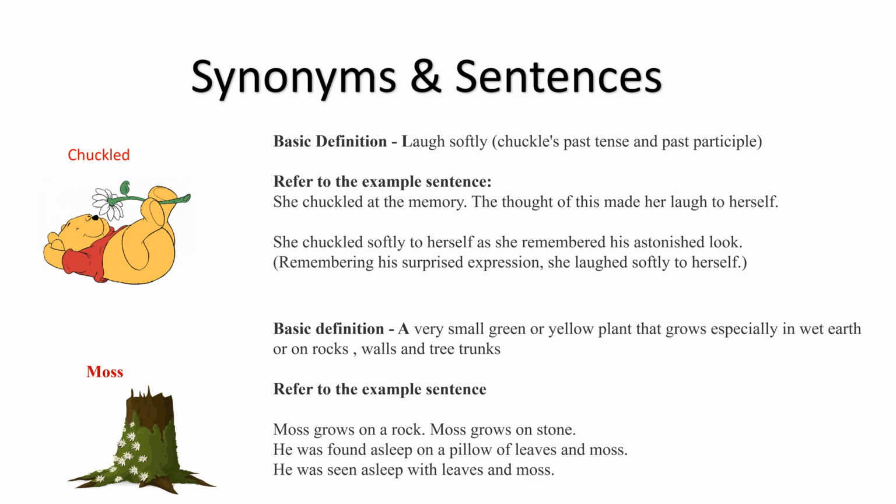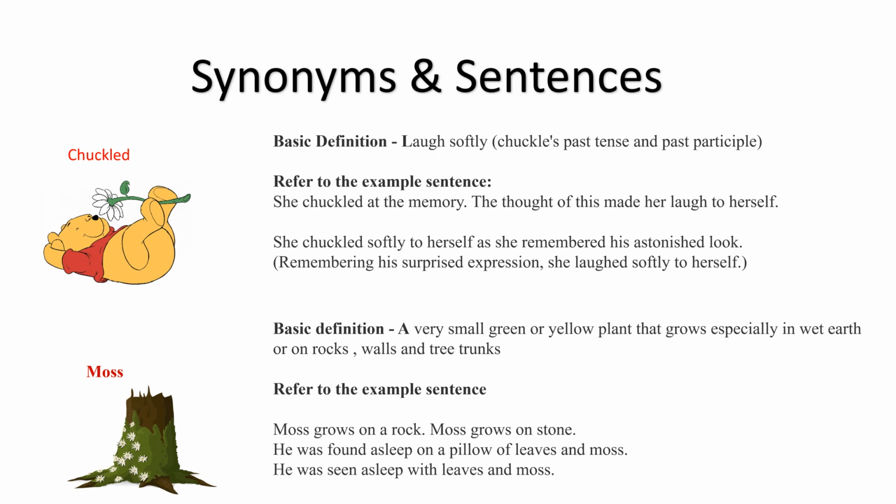And then the next word is moss. Moss is a noun. The basic definition is a very small green or yellow plant that grows especially in wet earth or on rocks, walls and tree trunks. You would have noticed on many walls a green and yellowish sort of spongy grass grown. In a very dark place it grows.